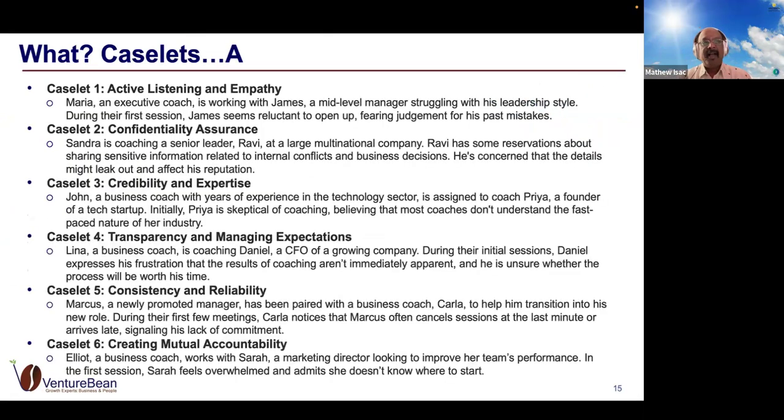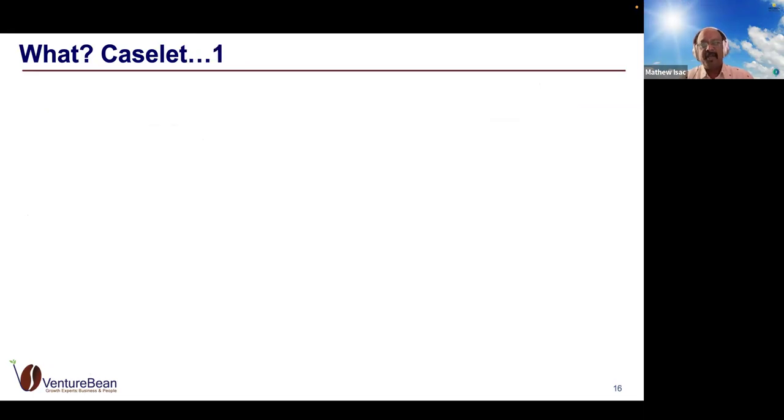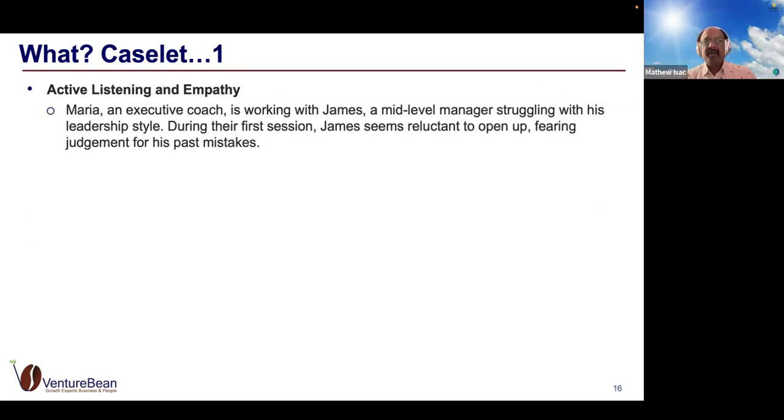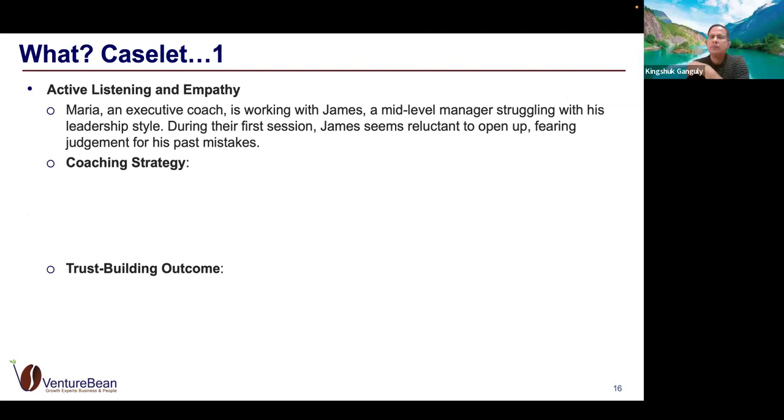All right. I have 6 caselets for us. I will demonstrate the first one in terms of how we're going to go about it. So let's move first. This is the situation. I would want you to think through 2 parts. This is your build up, the credibility part. How are you going to prepare? And what is the outcome to build trust?